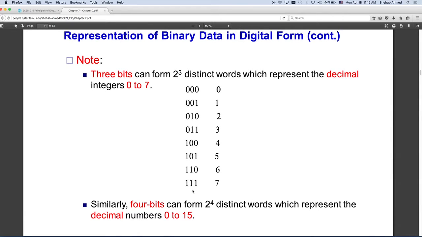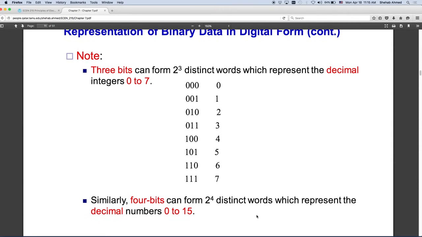Okay? Of course, with 4 bits, 16, and it's from 0 to 15. So it's 1 less than the total number because you have to include 0. Okay? So we're okay with this?